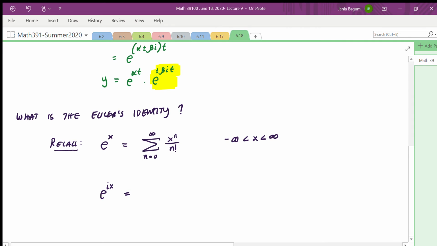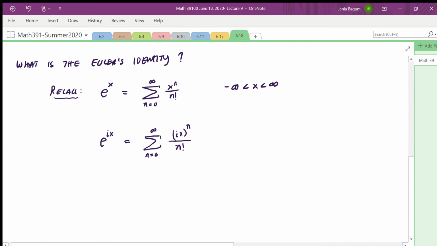So if you just use the power series for e to the x, this would just be the sum, again, starting from n equals 0 to infinity. Now we're going to have, instead of x to the n, we'll have (ix) to the n over n factorial, right? Because I replace x with ix, so it just modifies that summation. So now I'm going to expand the summation and write out some of the terms, okay? So another way to write this summation would be the following way.